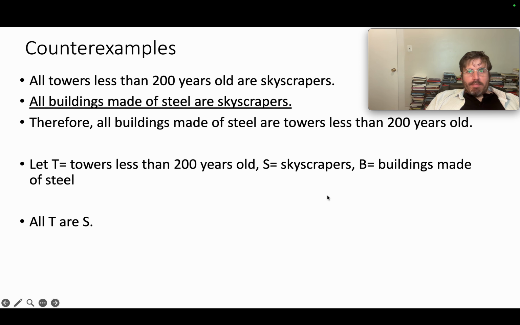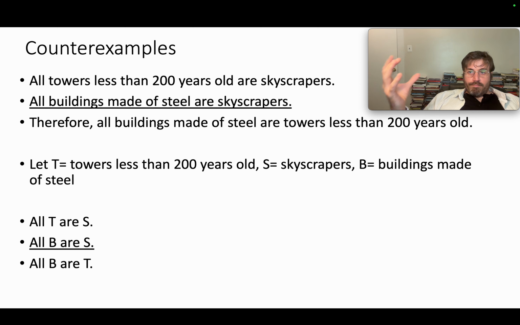The first premise, once formalized, should look like this. All T are S, right? We have towers less than 200 years old are skyscrapers. Line 2 should read all B are S. All buildings made of steel are skyscrapers. And then as our conclusion, all B are T. All buildings made of steel are towers less than 200 years old.